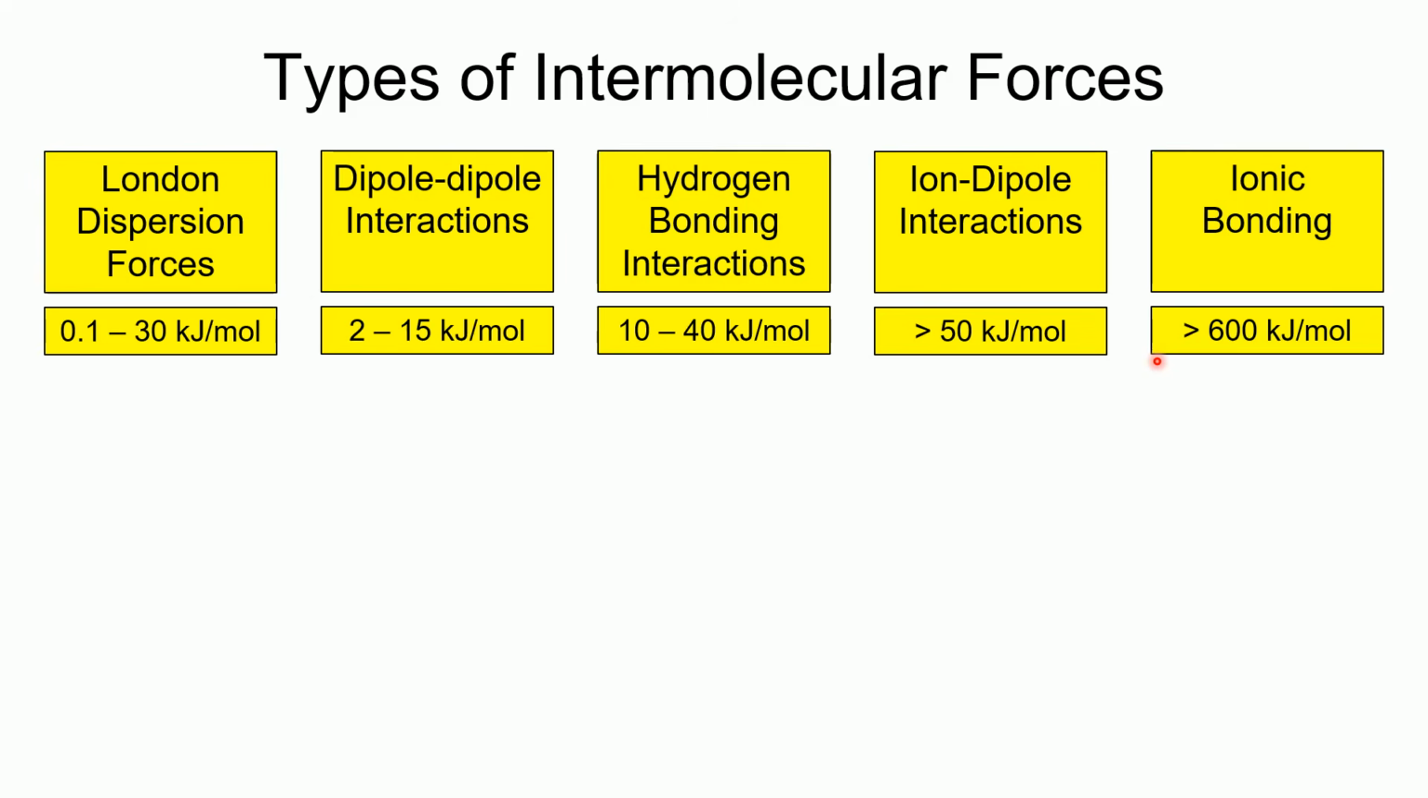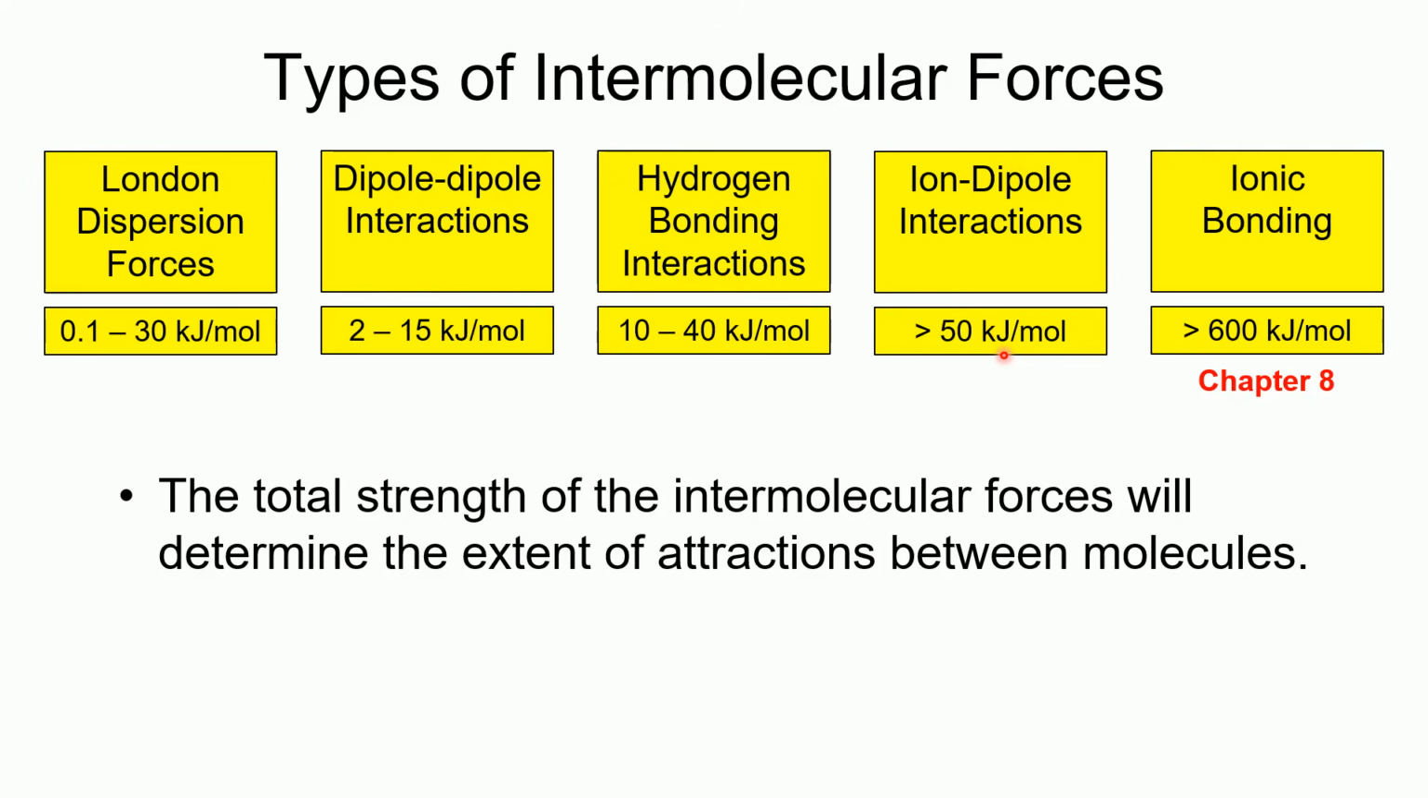And then ionic bonding, which we talked about way back in Chapter 8, has lattice energies that are greater than 600 kilojoules per mole, and with some of the larger charged ionic compounds, it can be upwards of 10,000 kilojoules per mole. So we can get some pretty big numbers for ionic bonding. We're mostly going to ignore that in this chapter and look at these 4 different interactions.